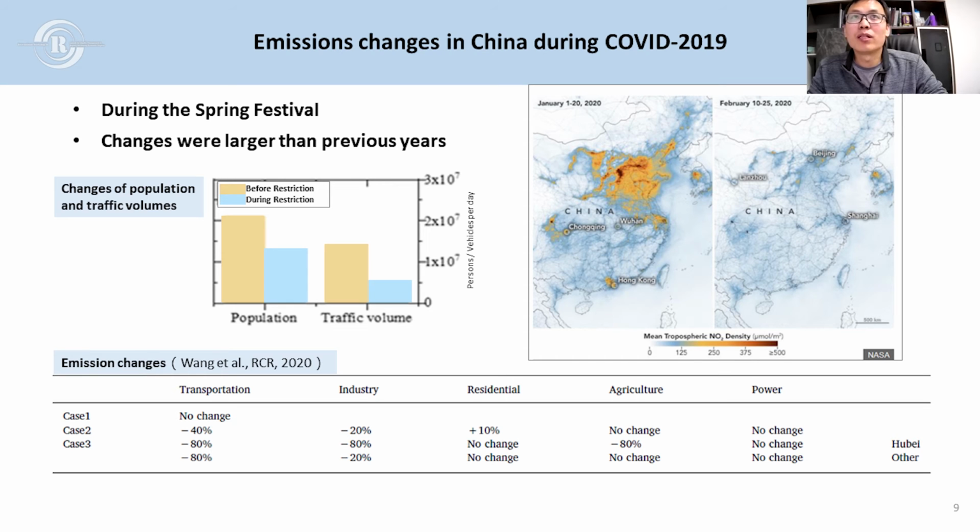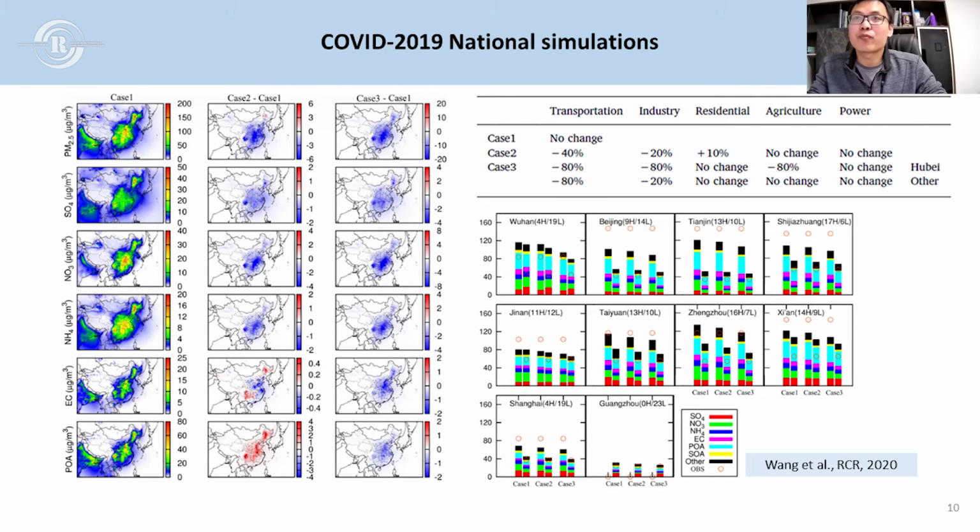In case 3, we look at 2 different regions. One is Hubei province, which is the center of the COVID-19 process, and the lockdown measures are much stricter than in other areas. So we have industrial reduced by 80% and agriculture also reduced by 80% in Hubei, while in other areas, the industrial is only reduced by 20%. So let's look at the simulation results.